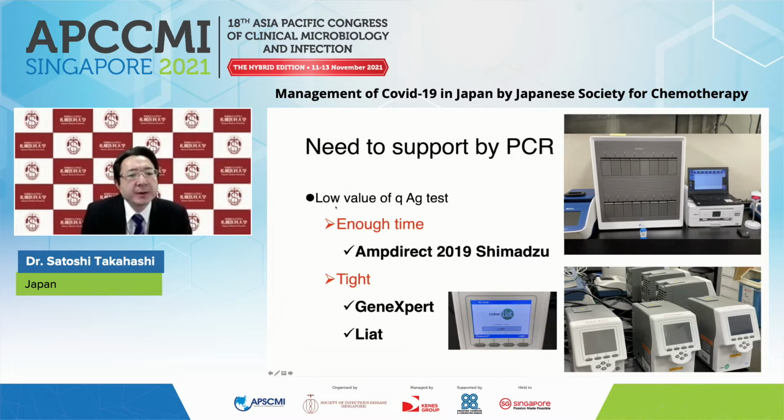So if we have enough time to test, we used AMP Direct in 2019 Shimazu. But we have tight time, so we use Gene Expert or Riot. We have 6 Riots and 16 boxes of Gene Expert.